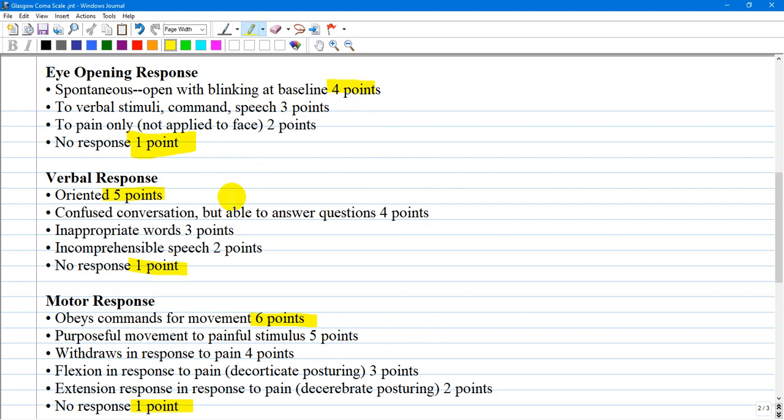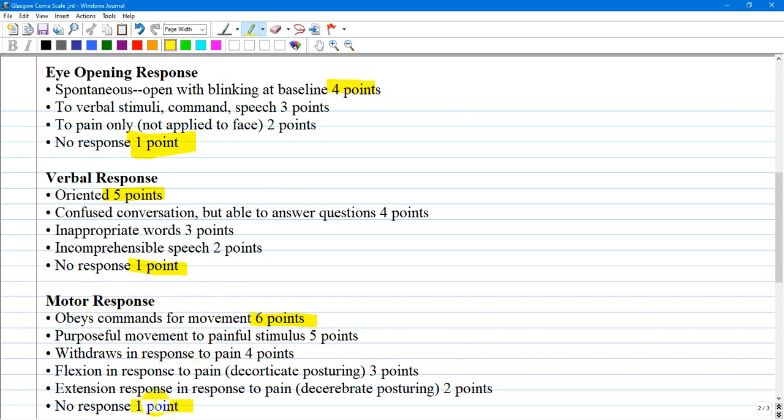For verbal response, 1 if no response. Incomprehensible speech, 2 points. Inappropriate words, saying something but not clear, 3 points. Confused conversation but able to respond and answer questions, 4 points. And oriented, normal verbal contact, 5 points.